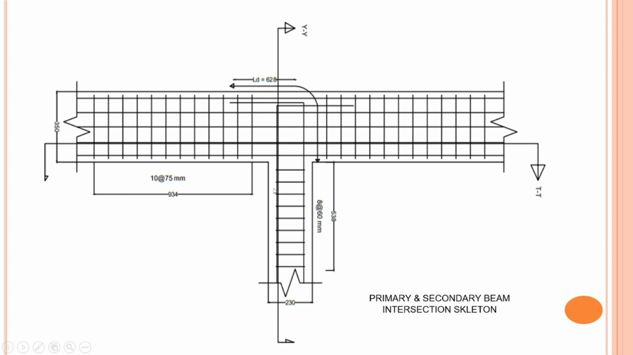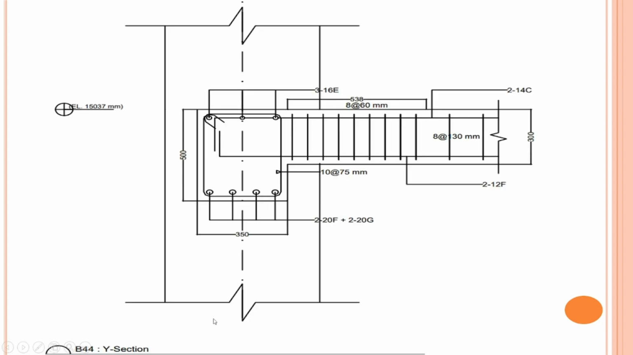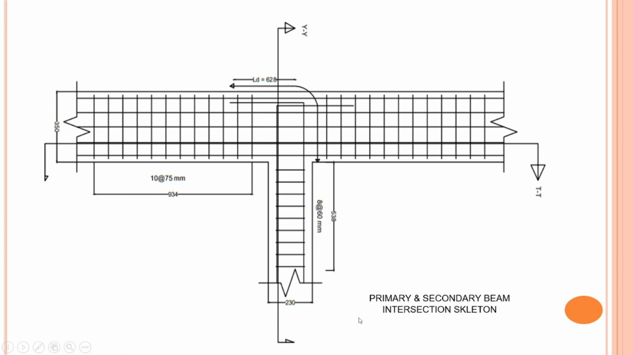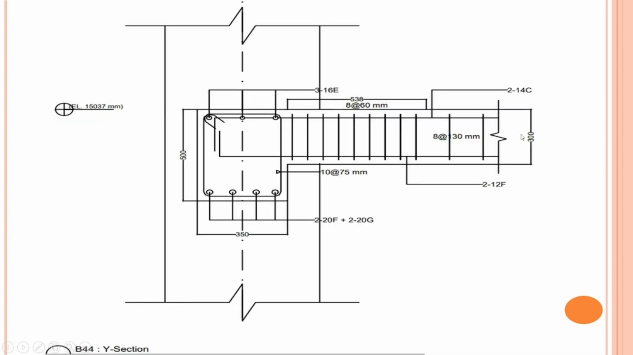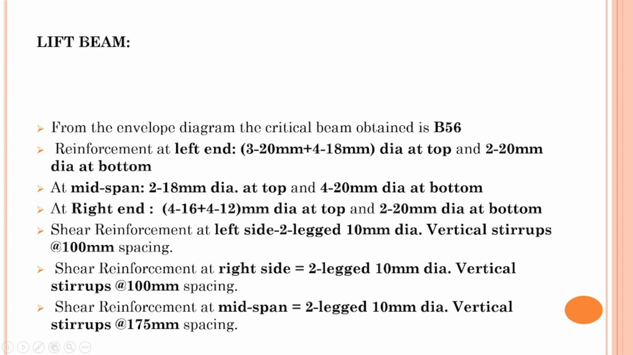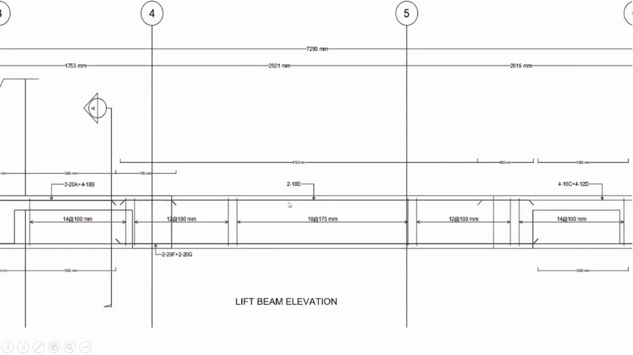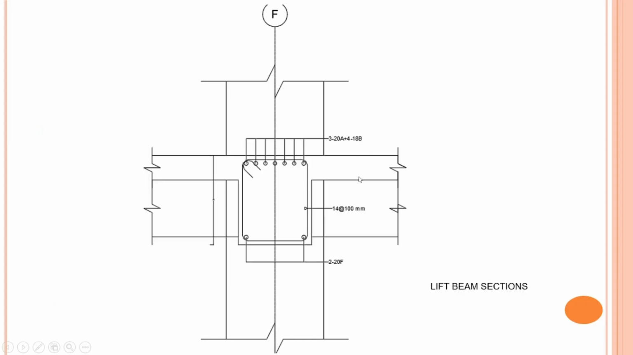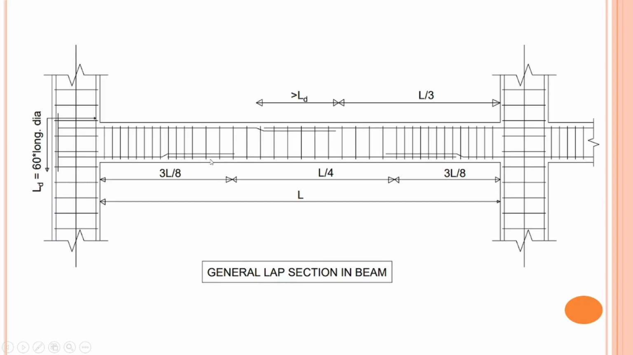You can also show the intersections and the sections on y sections and T sections. This is the T section. And the lift beam: which beam you have selected, the reinforcement of the left, middle, and right, and the shear reinforcement of the left, middle, and right, and the vertical stirrup also included. There you have to present the lift beam elevations and the sections.